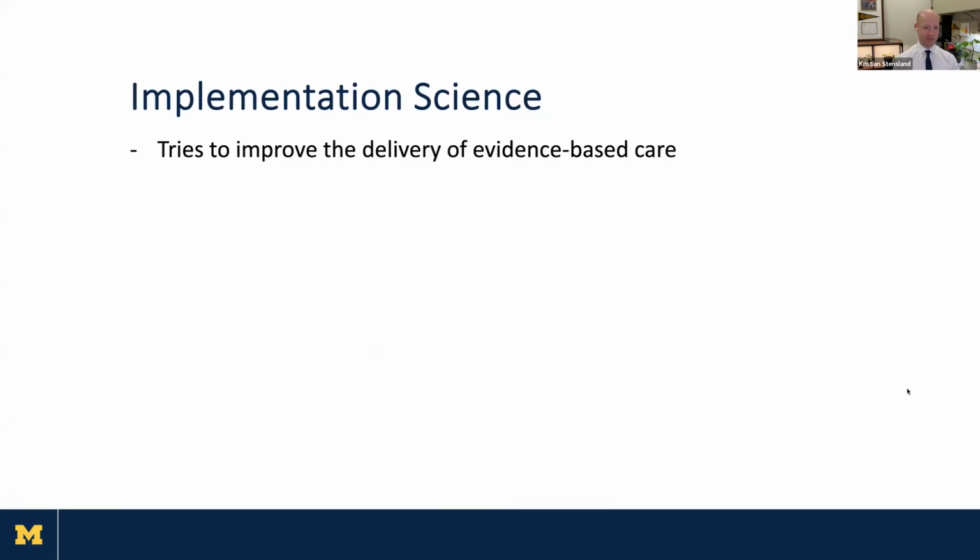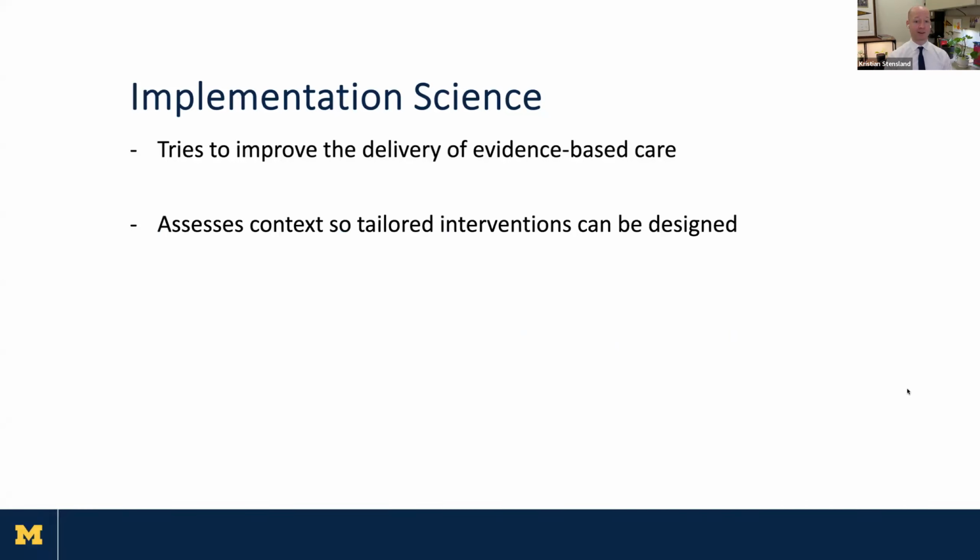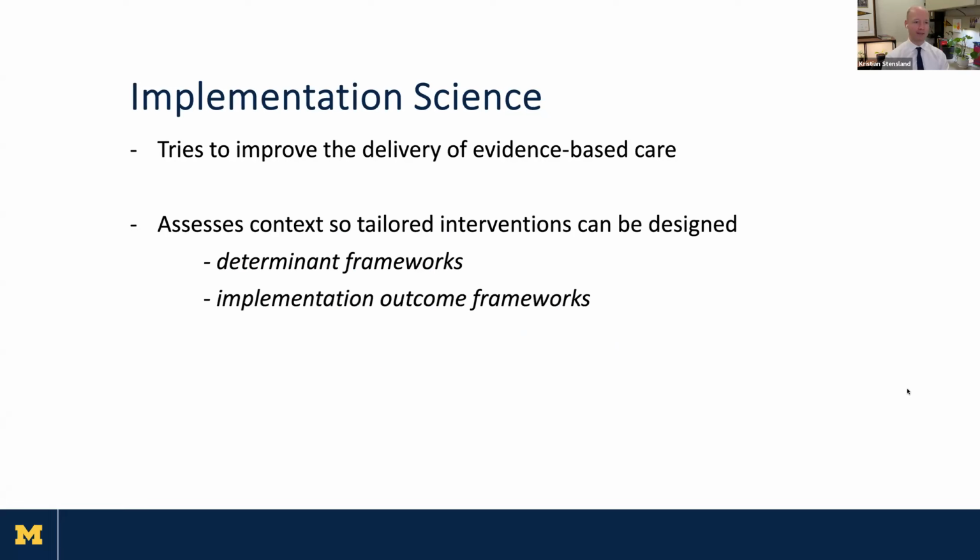So as I mentioned, implementation science is trying to improve the delivery of evidence-based care and really assess context so tailored interventions can be designed. As I hinted at with my model before, we use three main things to assess and then tailor. First is a determinant framework, which can also be referred to as identifying barriers and facilitators. This is a way to assess context so we figure out what works for who, when, and why. Then there are implementation outcome frameworks, which we'll talk about applying to clinical trials to measure how well we're doing things, specifically the implementation of things in order to overcome those barriers.